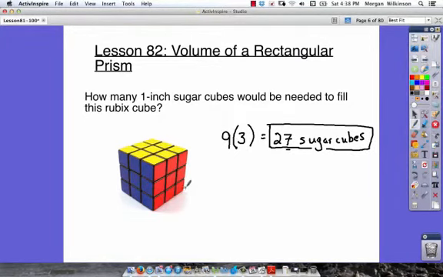Now, we could also look at this in a different way. Not all rectangular prisms look like a Rubik's Cube; a shoebox is an example of another rectangular prism. So another way we could find the volume, or how many 1-inch sugar cubes there would be, is to say there's 3 going to the side, 3 up and down, and 3 working back and forth. So we could say 3 times 3 times 3 to figure out our answer. That's another way to find our volume.